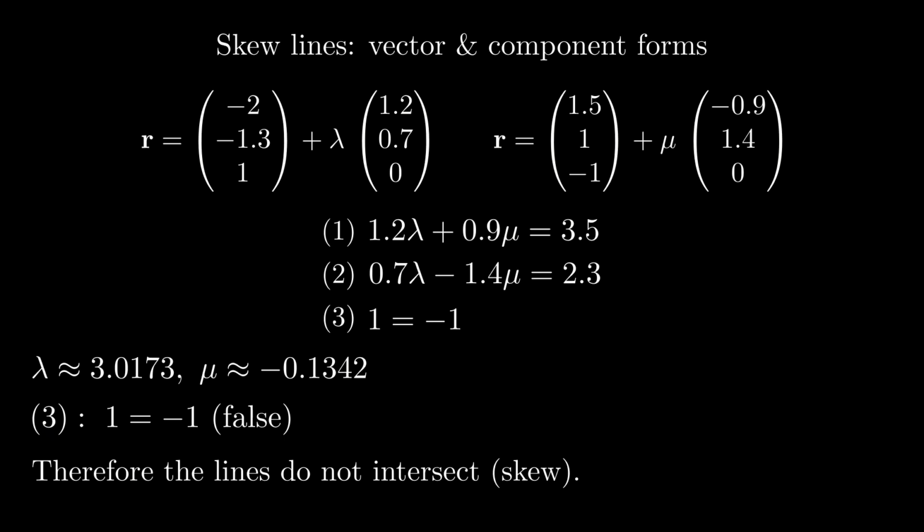Note, if for equation 3 we had an equation in terms of lambda and mu, you would have to substitute the values for lambda and mu into the equation and see if it worked. Of course, in this scenario, that was not necessary as 1 is not equal to -1, so no substitution was required.